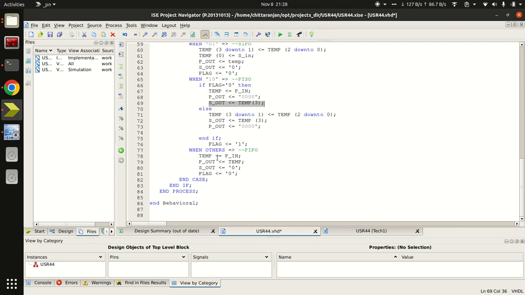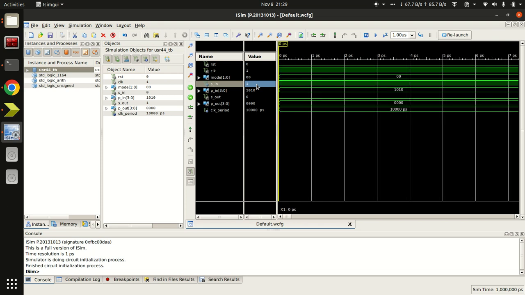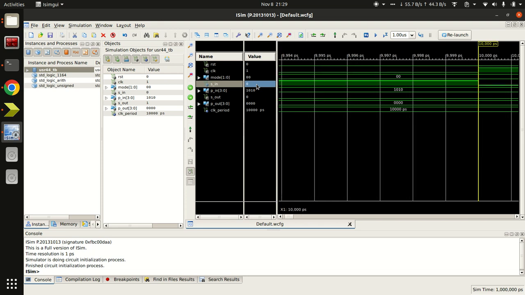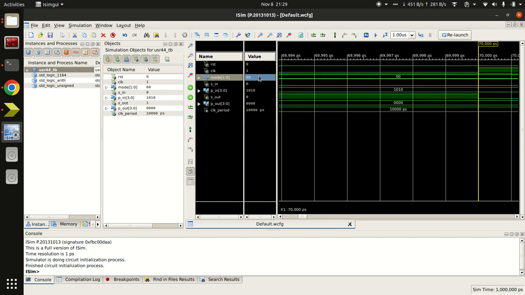Now we will check its simulation part. In the simulation part, firstly we will have mode 00. For mode 00, serial in serial out, when serial in is 0, when serial in is 1, on its next cycle the serial out will be 1, and when 0 1 0 1, so 1 0 1 0 is our input signal, and the serial out will accordingly, for every clock cycle, display 1 0 1 0.